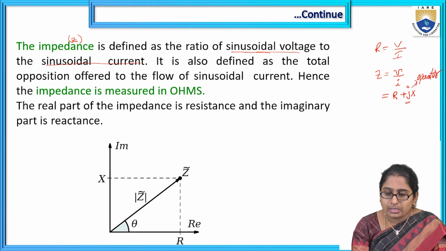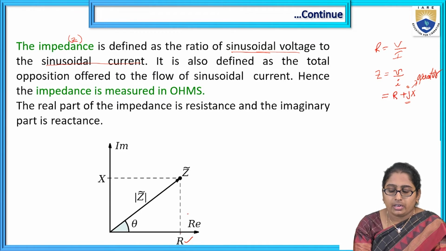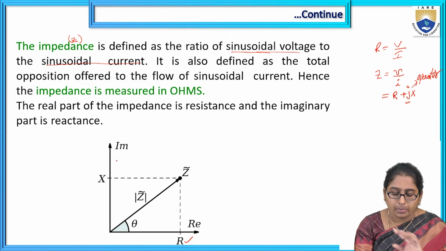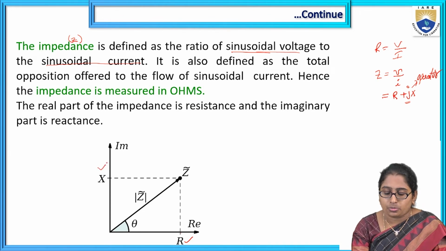So what is the real part? We already know that the real part of the impedance is resistance. So on the x-axis, resistance is shown. The imaginary part is reactance, so we have taken the imaginary part on the y-axis. On the imaginary part, reactance is shown.